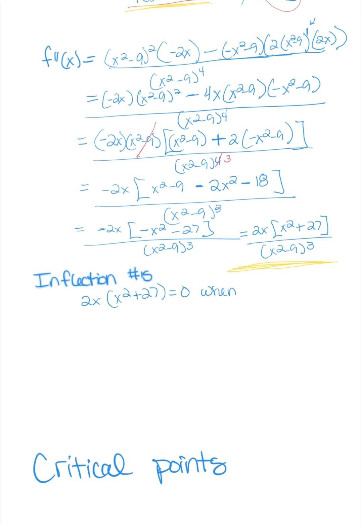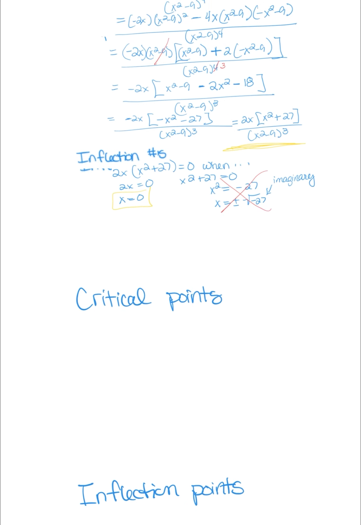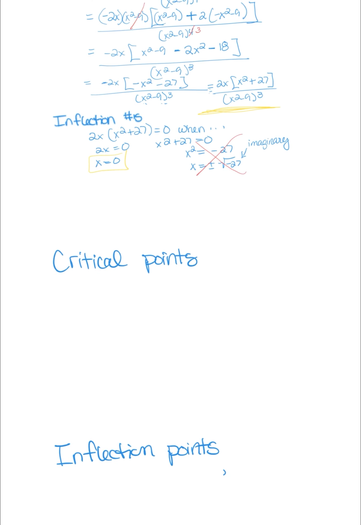equal 0 when? Well, when 2x equals 0, or when x squared plus 27 equals 0. And so this is going to be negative 27, and then x squared, we have x equals plus and minus the square root of negative 27. This is imaginary, so that doesn't count. So this is not a critical number. And then over here, though, we have x equals 0, and this is a valid inflection number.